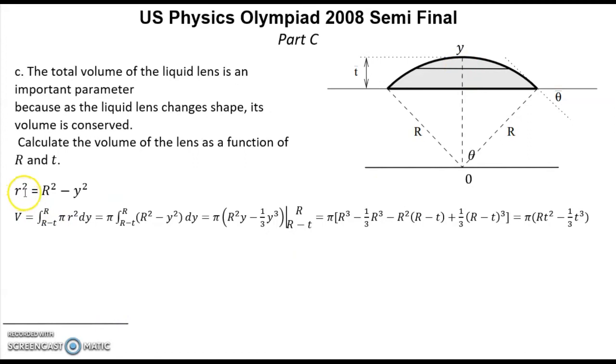So instead of small r square, we can insert r square minus y square, and we have this integral. And now the result will be pi times r square y minus 1/3 y cube, and the limits are from r to r minus t. When we insert these limits, we have this one, and after calculation, this is the final result for volume. This is how to express volume using radius and thickness of this lens.